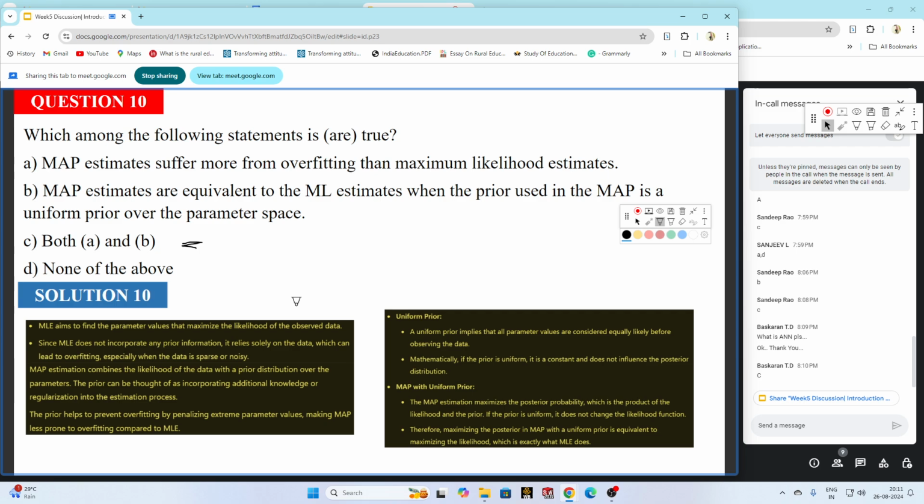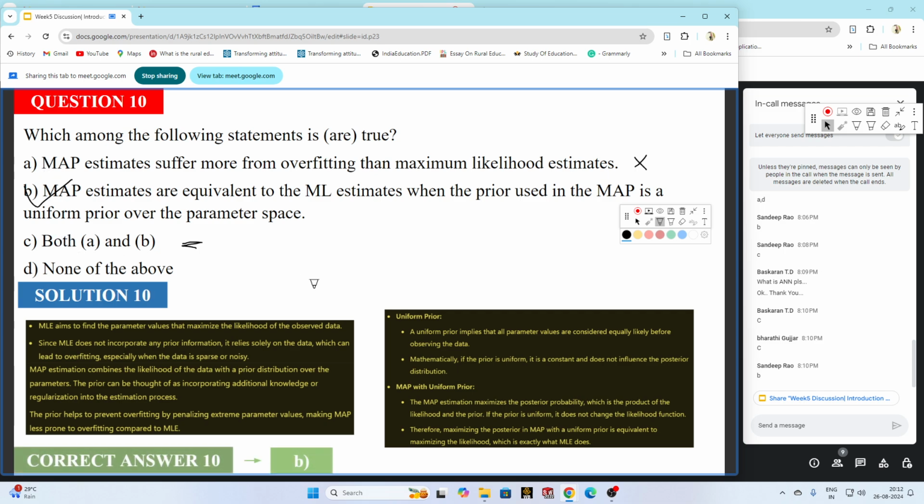But if we talk about MAP, we have some prior knowledge about the model. The prior can be thought of as incorporating additional knowledge or regularization in the estimation process. So it will not overfit the model. MLE is more likely to overfit than MAP, so the reverse statement is true, not this statement. Now about the uniform prior, if your prior is uniform, then your MAP will be equal to MLE according to Bayesian learning. So option A is not correct, option B is correct.